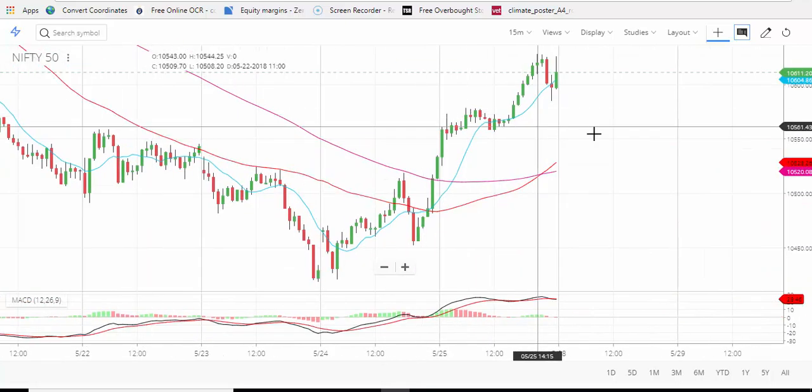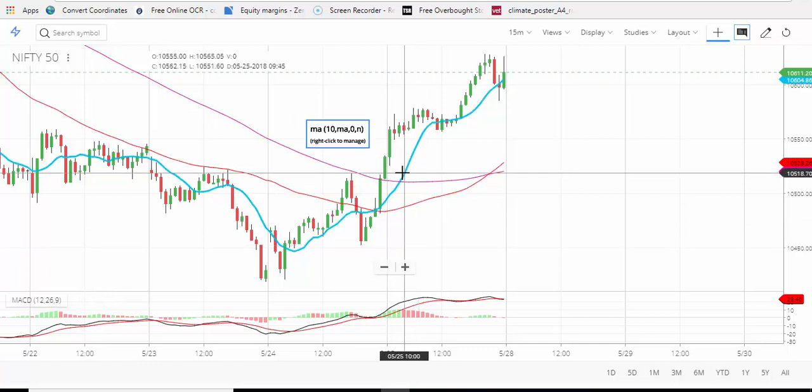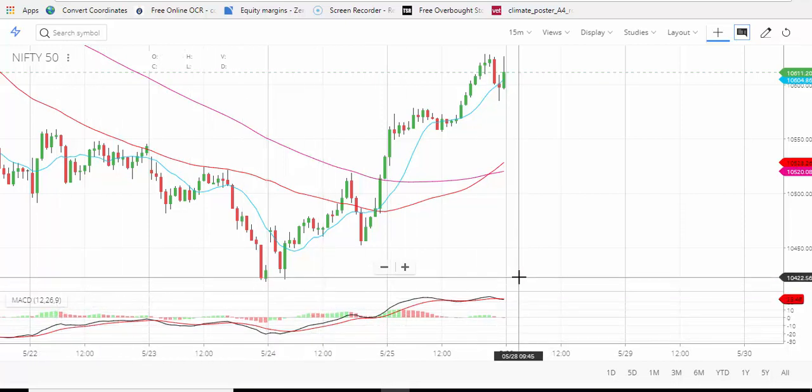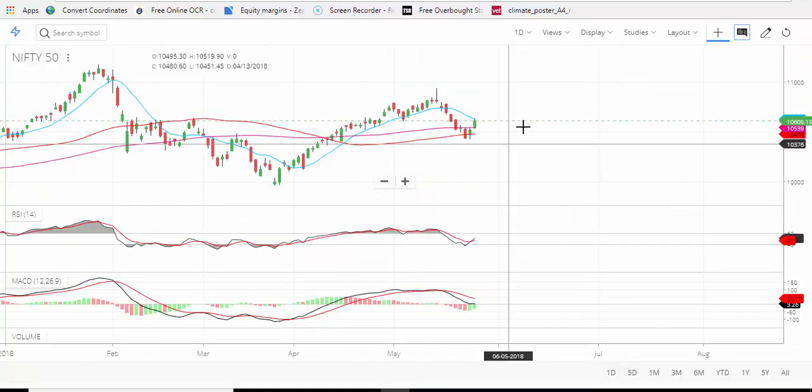So what we will do, we will use only two indicators. The first one is the 10 moving average and the second one is MACD. The MACD setting is 12, 26 and 9. This is its default setting.